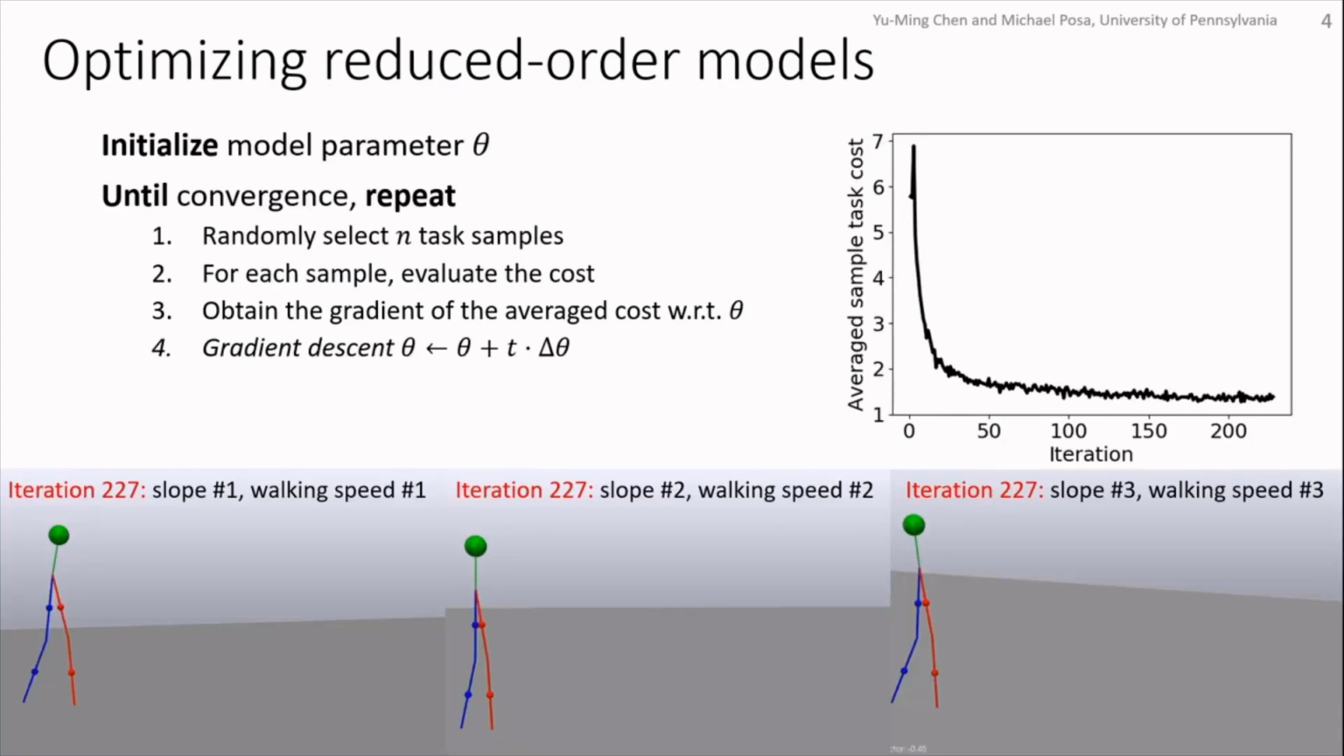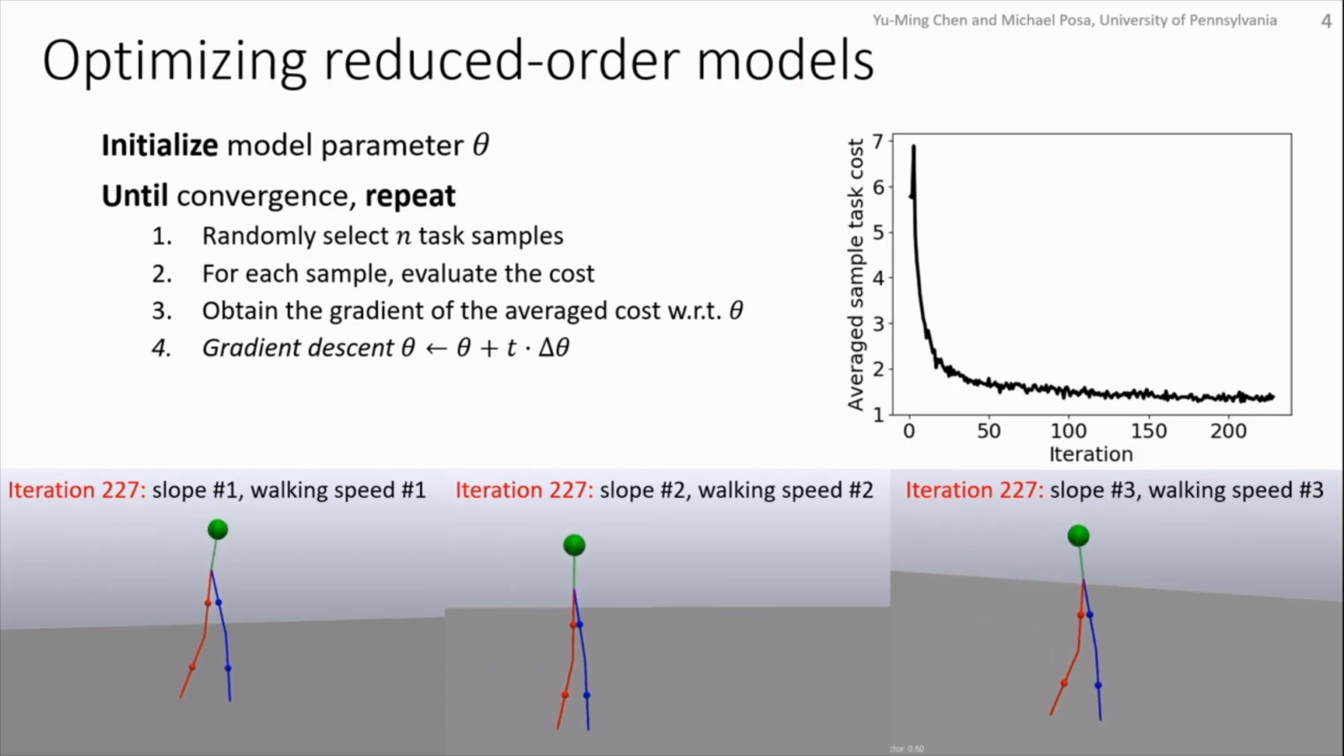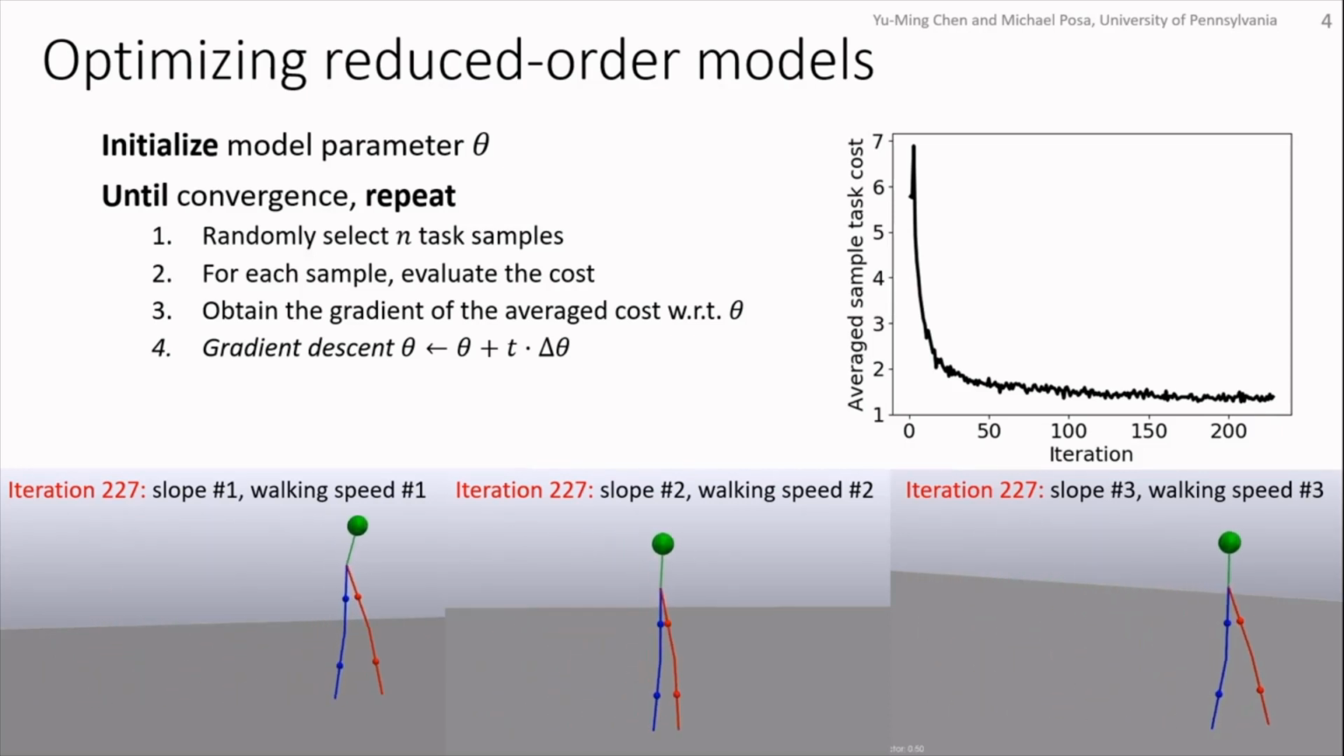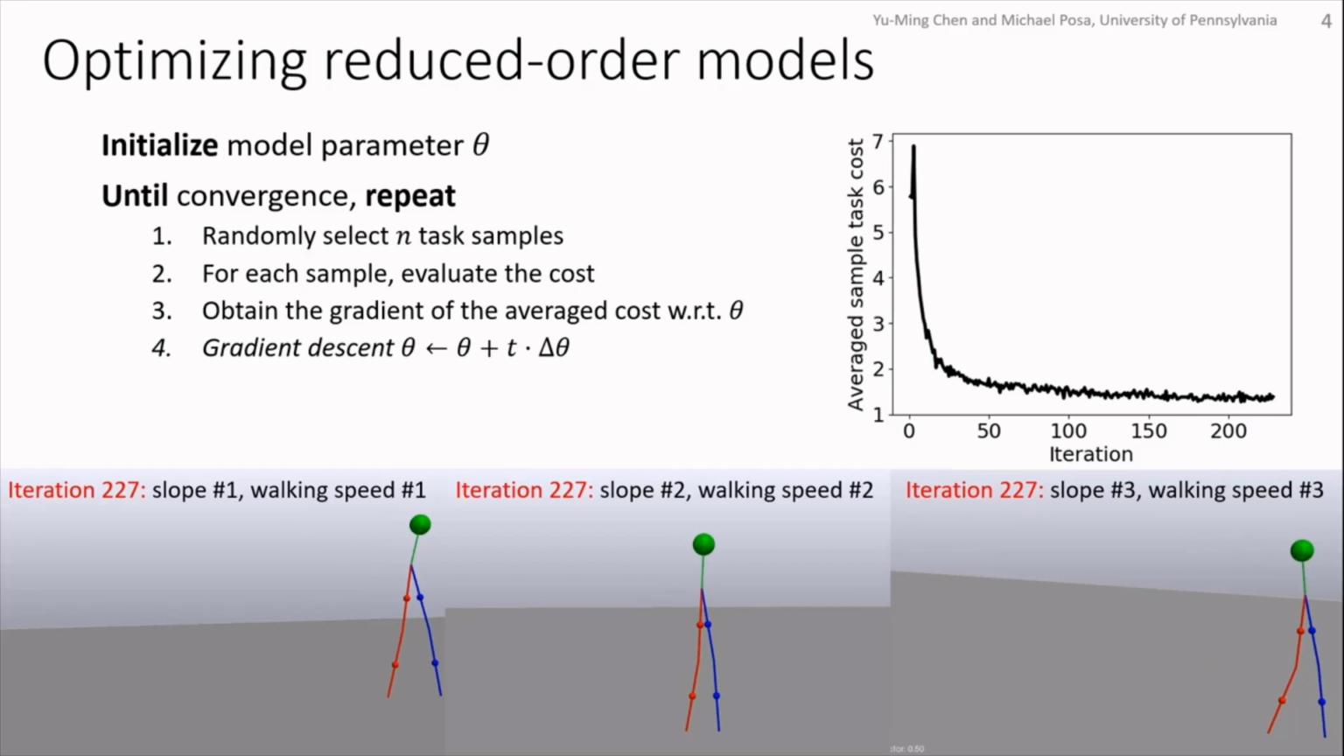So after a few iterations, this is the result. The plot here shows the cost of each iteration. It is normalized by the cost of the full model without any reduced order model embedding. And the video shows a few gaits from the final iteration. From the result, we can see that although the model remains low dimensional, the performance is much better than the LIP.